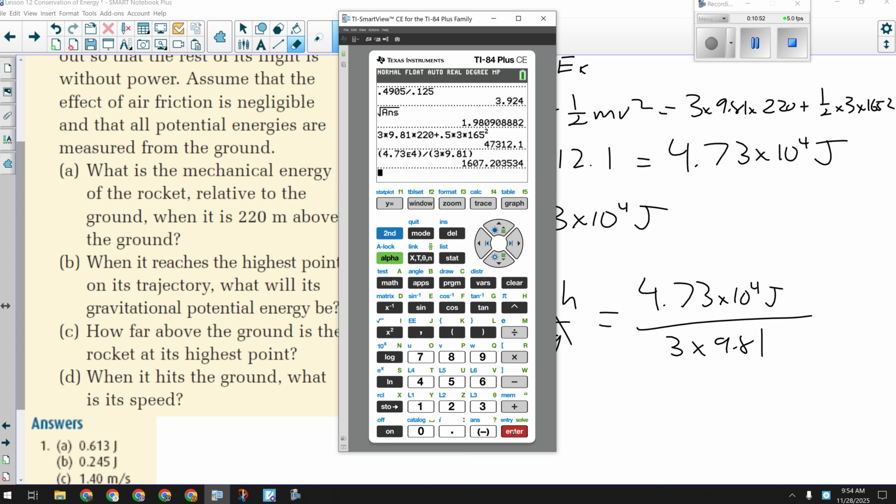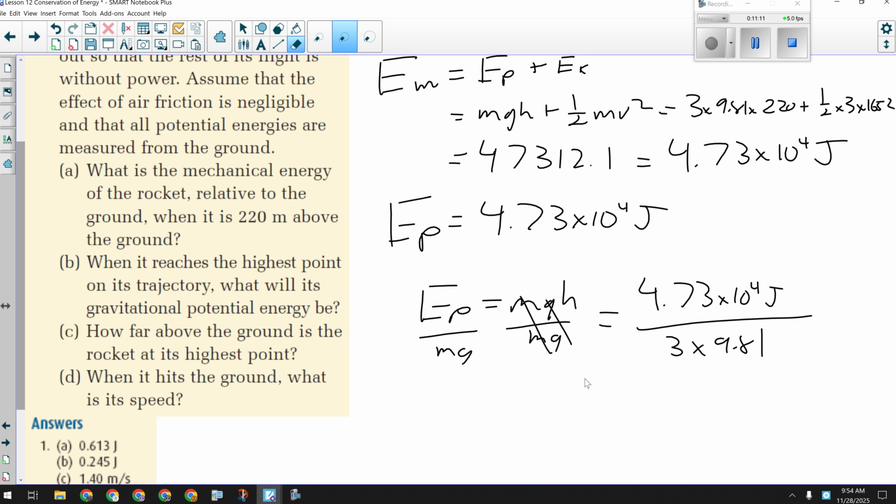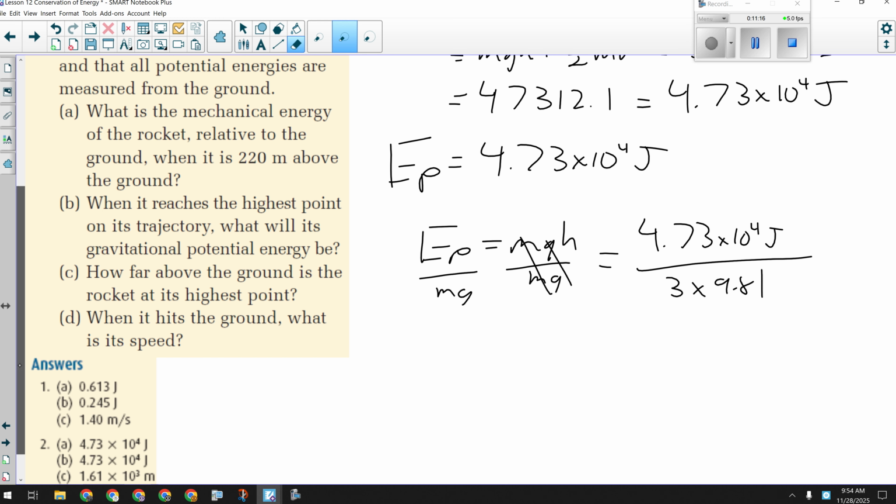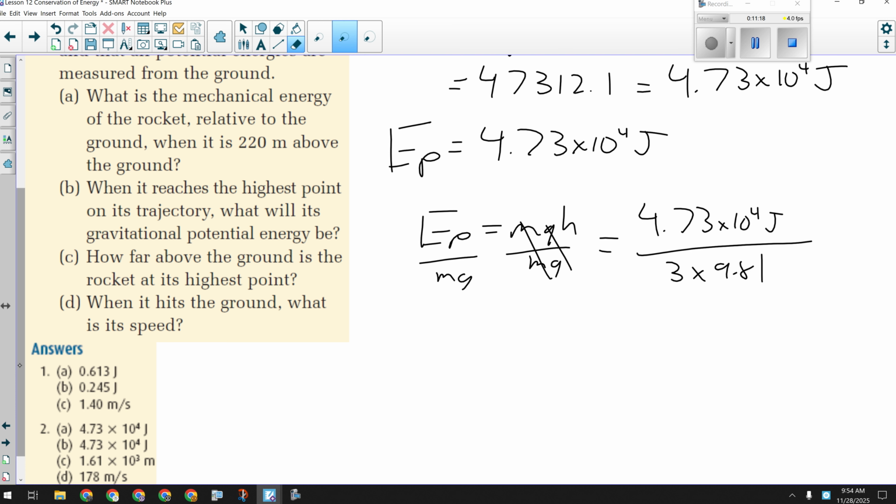That's just about a mile. 1 mile is 1,609 meters, I think. So that is just under 1 mile above the ground. 1.61 times 10 to the 3 meters. Right? Okay, questions on how I did that part? Okay. Is D very similar to that?